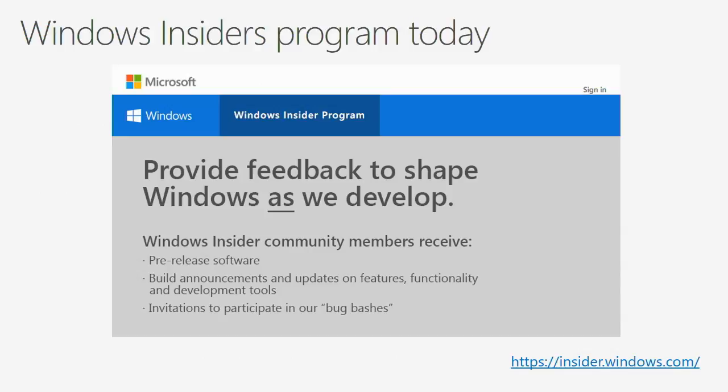So here really is the Windows Insider program today. It is the ability for you to provide us feedback. It's the ability for you to help shape Windows as we develop. We are looking at feedback all day, every day. We give you pre-release information. We give you access to pre-release builds. We also invite you to bug bashes. We give you new things to try. And so you really are part of our team, part of the community that is co-creating Windows together.